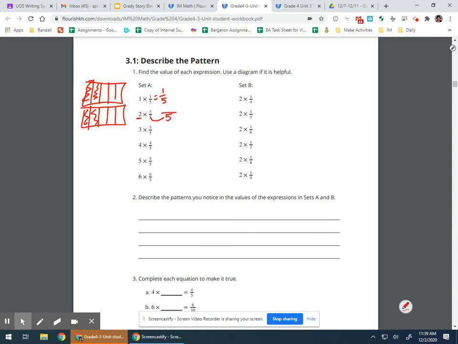Pause the video. Try it out. Well, we can count 1, 2, 3, 4. Oh, we can multiply. 2 times 2 is 4. 4/5. Okay, now we're going to do the next one.